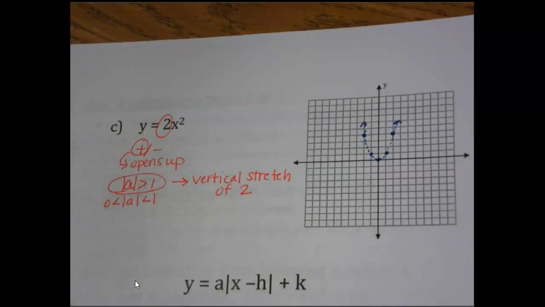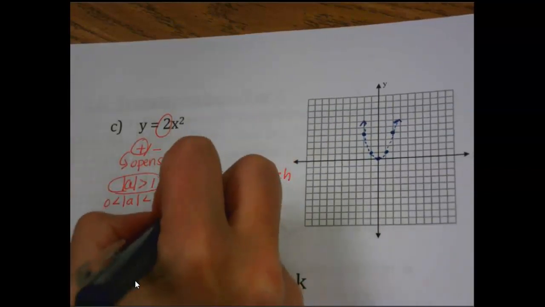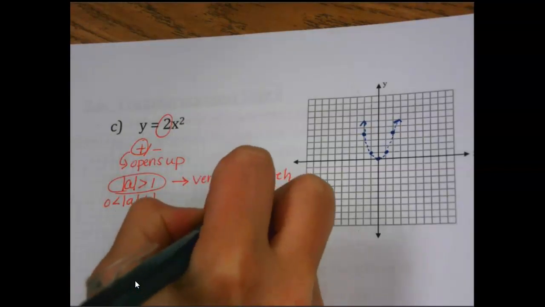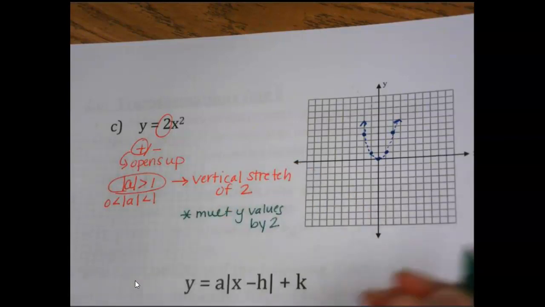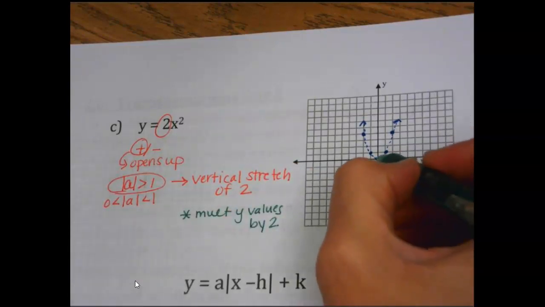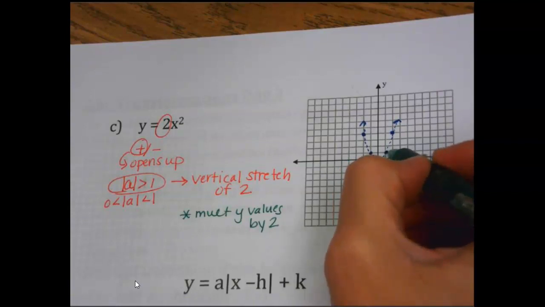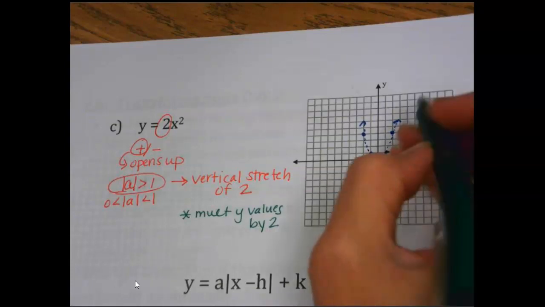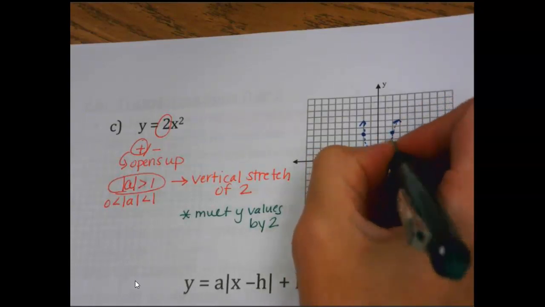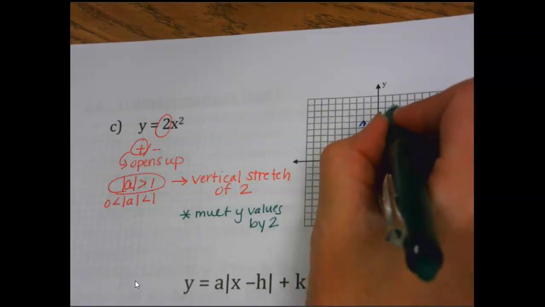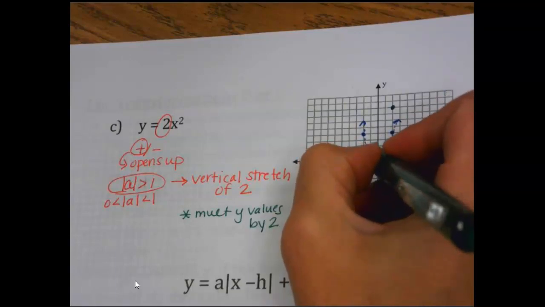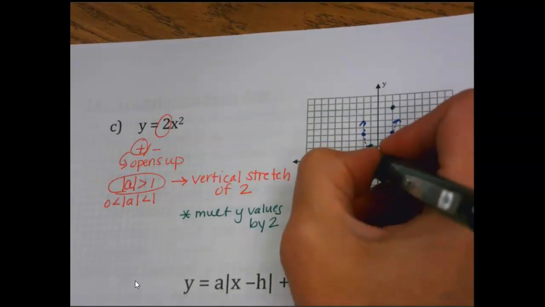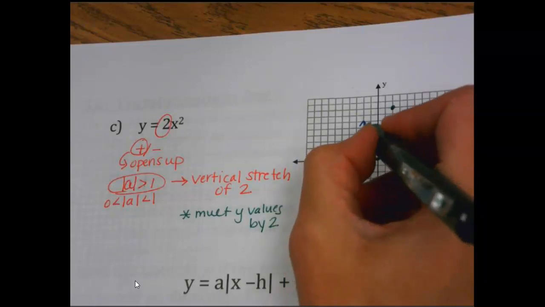Now, what does that mean for us on our graph? Well, it means that we would have to multiply the y values by 2. So if I go over to the graph, my 0, 0 doesn't change because 0 times 2 is still 0. But go to 1, 1, and I multiply that times 2, so now it's 1, 2. 2, 4 is now 2, 8. Negative 1, 1, so it still goes up to 2. And negative 2, 4 goes up to 8.